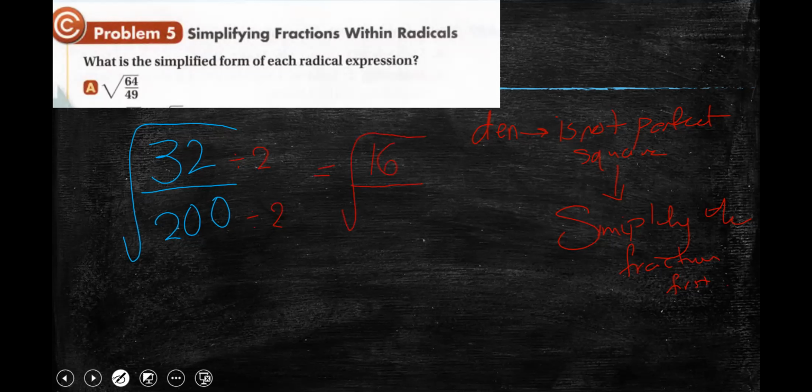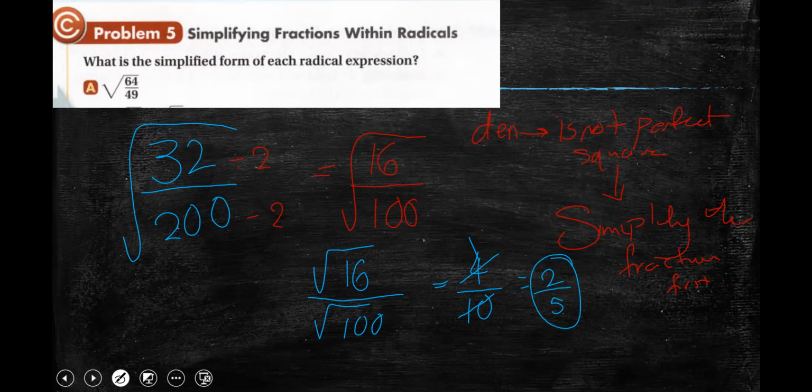Now look at the new numbers. Are the new numbers a perfect square? Yes. So I will say they are 16 over 100. Then square root of 16 is 4. Over square root of 100 is 10. And we can simplify them also to be 2 over 5. Yes.